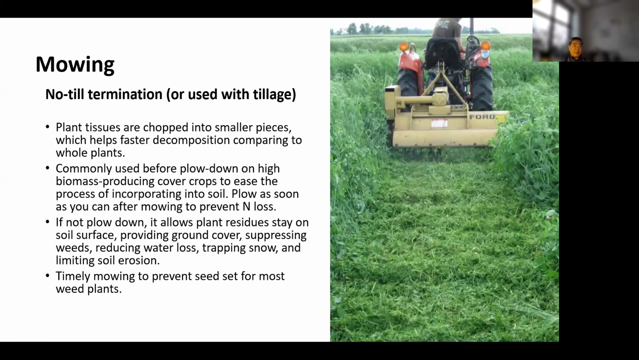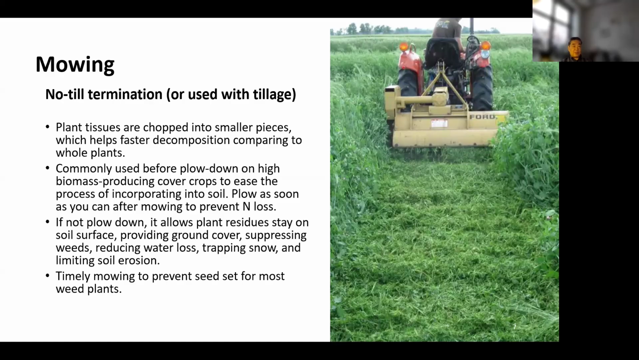And the next termination method is mowing, and it can be used as no-till termination, and it can also be used with tillage. In this method, the plant tissues are chopped into smaller pieces, which helps faster decomposition compared to the whole plants. It is commonly used before plowing down on tall plants and big-biomass cover crops to ease the process of incorporating into the soil.